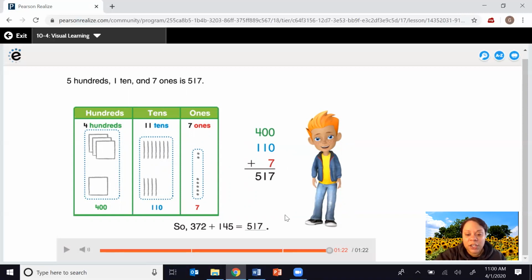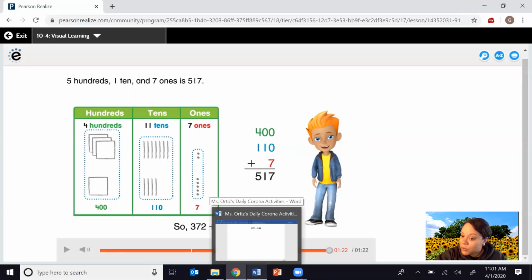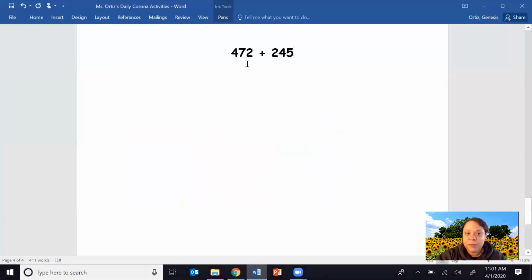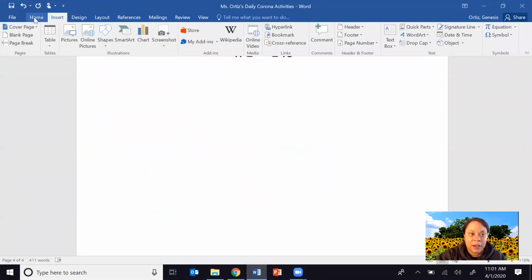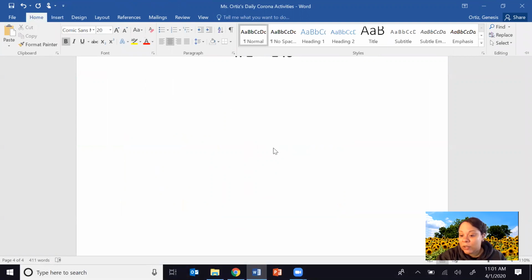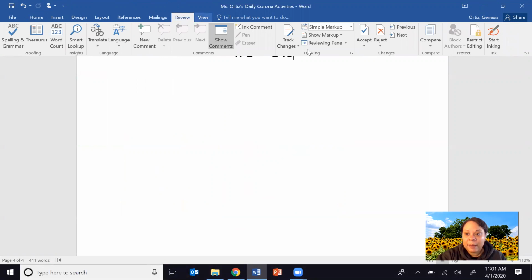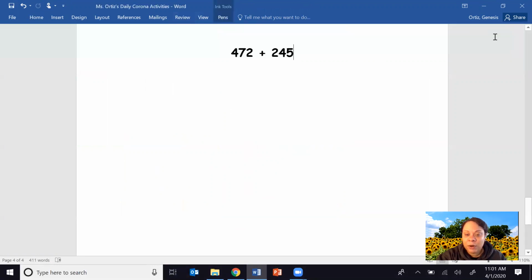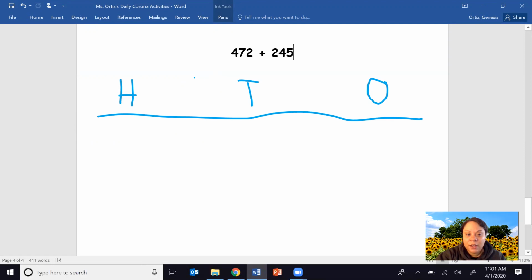Partial sums using HTO. So we're going to practice partial sums using HTO with this problem. Now, you can still use whatever strategy works best for you. I still prefer regrouping more, but I am going to go ahead and teach you guys how to use partial sums with your HTO chart. So of course, the first thing I'm going to do is draw my chart, HTO. H is for hundreds, T is for tens, O is for ones, okay?